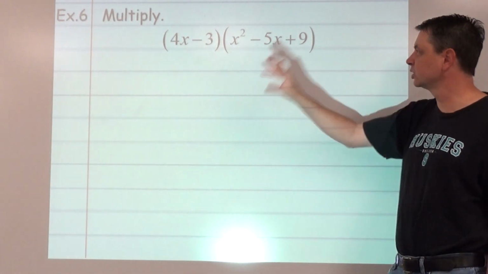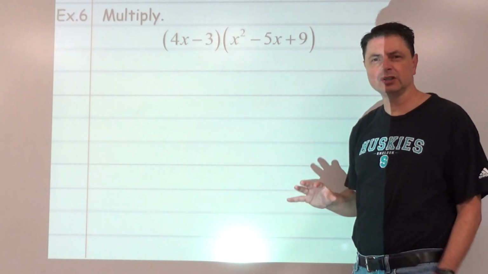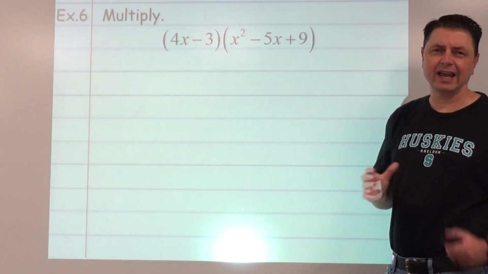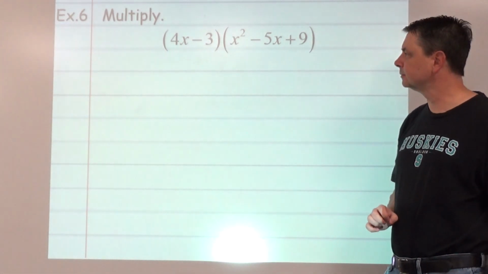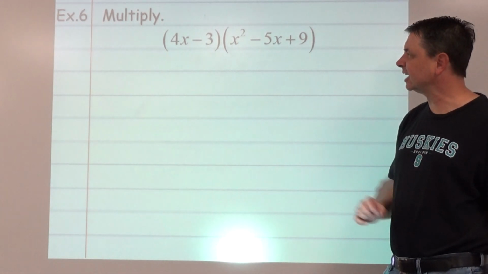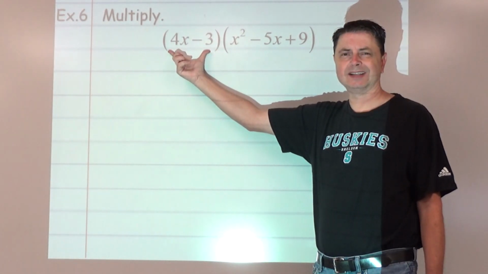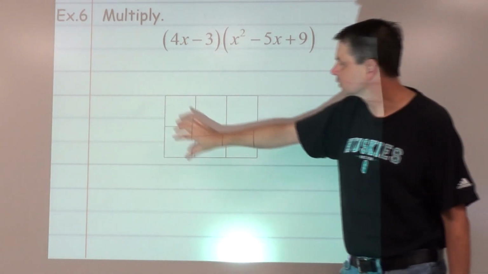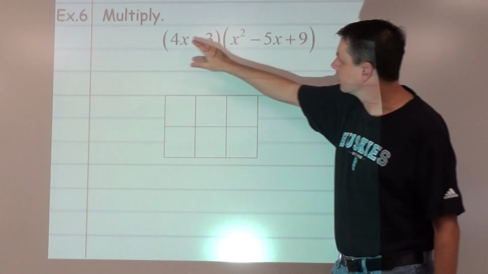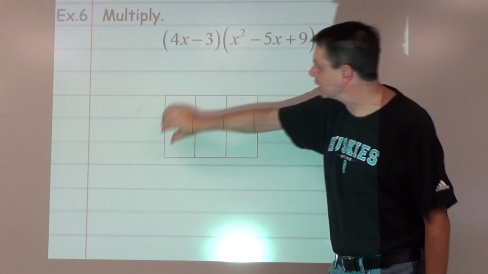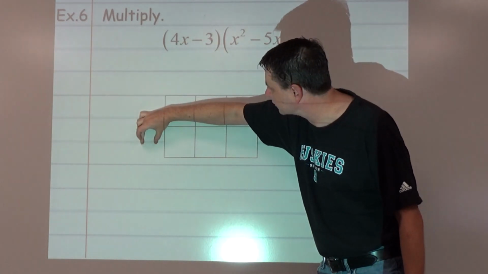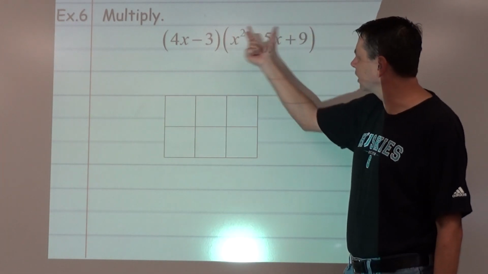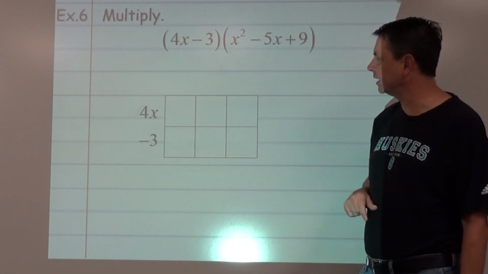Example number 6, multiply. Here's just another option. You can kind of choose which style you like best. We're going to do this as an area model using the box method. So we're going to set up a rectangle that is essentially 2 units by 3 units. So 2 by 3. So the 4x minus 3 goes here. 4x minus 3 are the terms. And on top where we have the 3, x squared, negative 5x plus 9.